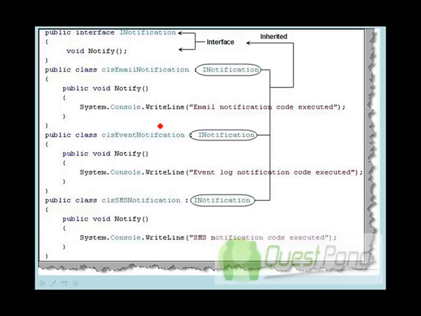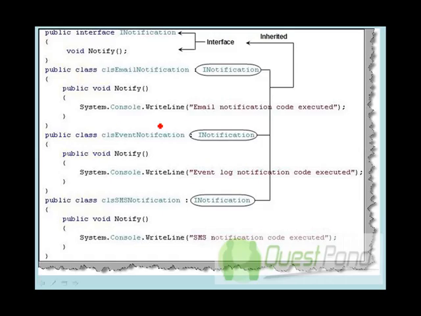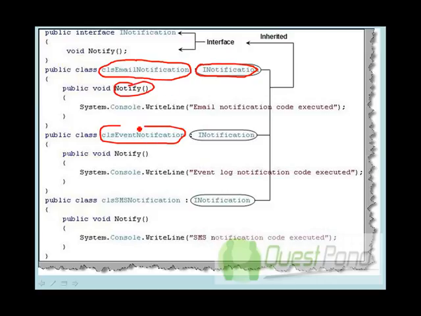So the first thing we need to do is implement these subsystems: email, event log, and SMS. All these notification subsystems we inherit from a common interface called iNotification, which has basically a notify method. So you can see that CLS event notification implements a notify, a CLS SMS notification implements a notify, and they have their own custom implementation in their method.